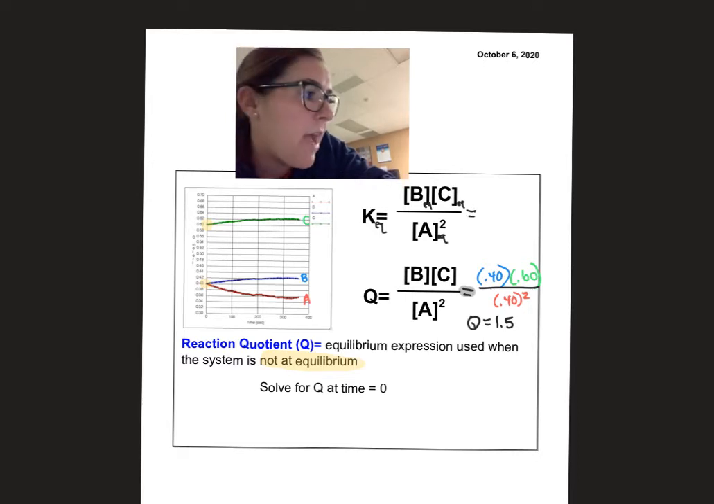Before, when we solved for K on the last slide, we said it was 2.0. So let's compare Q to K. K is 2, Q is 1.5. So that means Q is less than K.